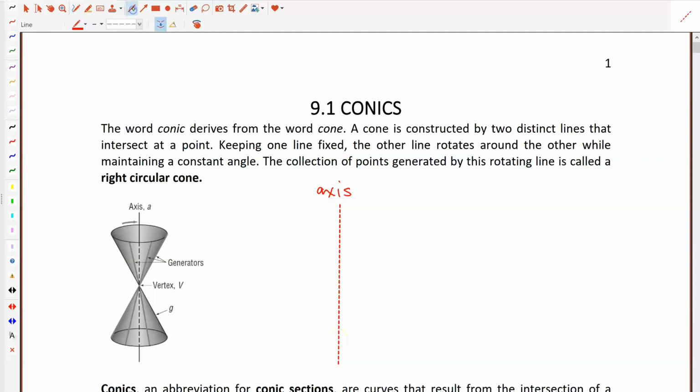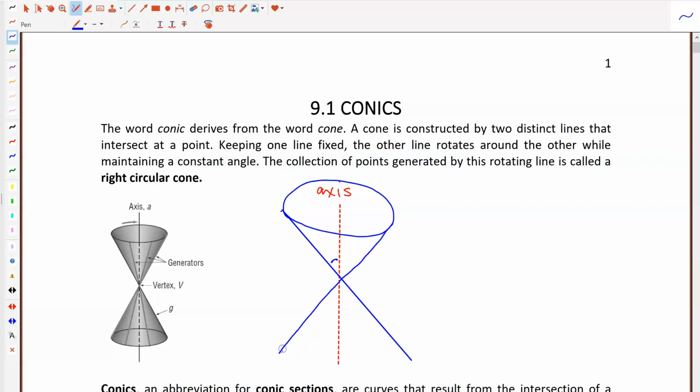Now with the axis, we are going to have another line that is going to intersect it. And then for this line that's going to intersect this axis, whatever this angle is right here, we're going to maintain that angle and then imagine kind of rotating it around this axis. And when we do that, we're going to generate these right circular cones.